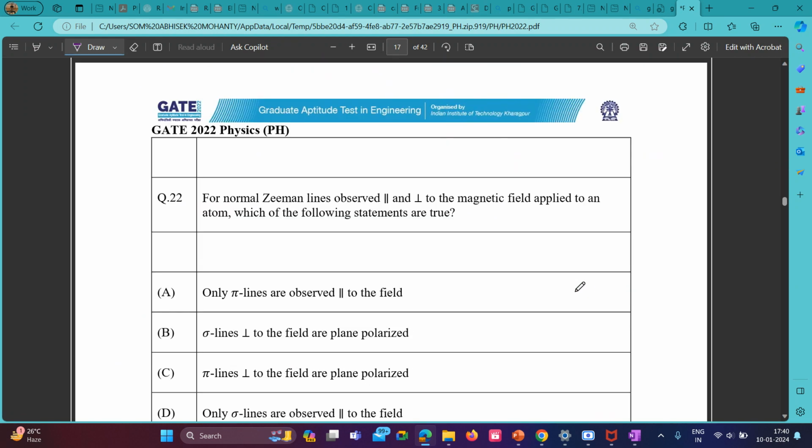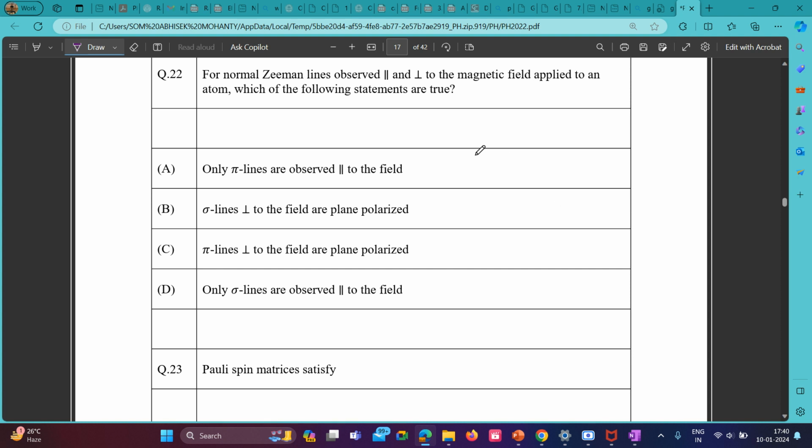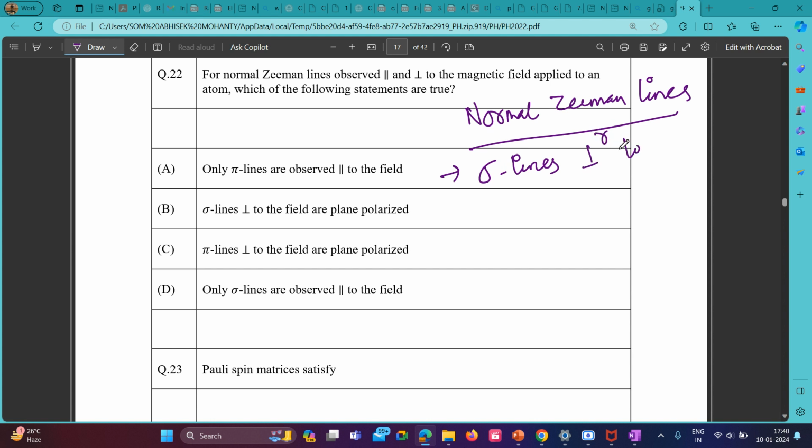Question 21, 22. From a normal Zeeman lines observed parallel and perpendicular to the magnetic field applied to an atom, which of the following statements are true? This is a memory based question. For normal Zeeman lines, I'll write the concepts. Sigma lines perpendicular to the field are plane polarized.